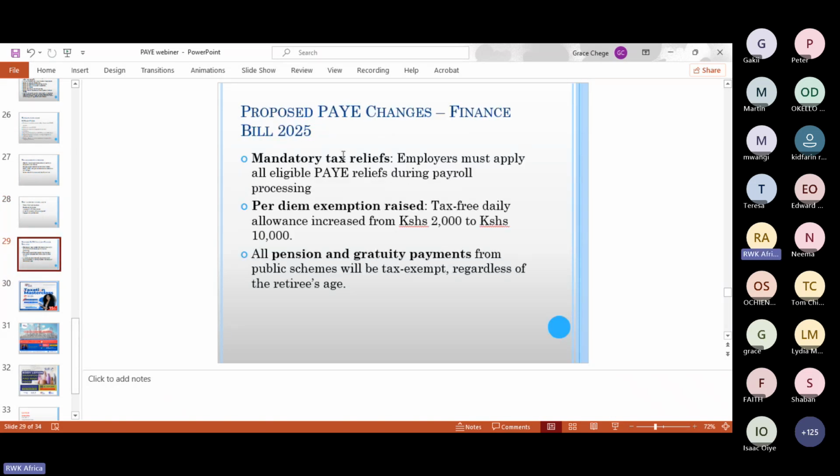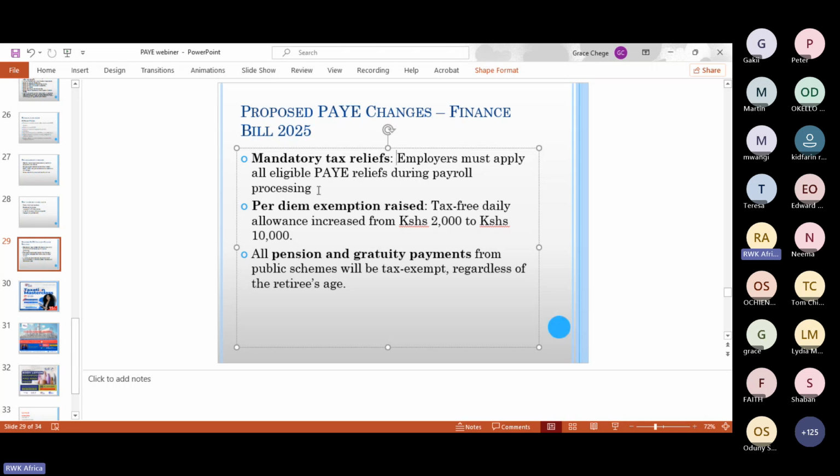The other bit I'm going to briefly mention is the proposed changes on pay in the Finance Bill 2025. The first change that has been proposed is, KRA has realized that most employers do not account for reliefs when computing pay for their employees. So the Finance Bill 2025 seeks to make this mandatory, such that all employers will be required to account for pay reliefs during payroll processing, just to prevent the refunds that come with this.